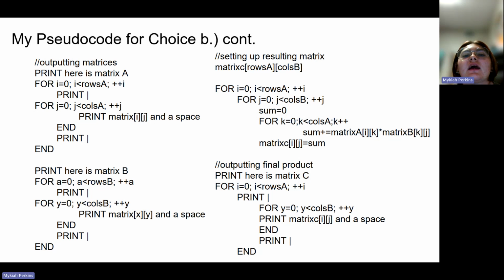And then we nestle a third for loop that includes the new variable K, and K is used to update the sum with the data from matrix A multiplied by matrix B. This is where my matrix calculation multiplication comes in. And then that statement simply ends with matrix C being updated as that sum that we computed. And then to output the final product, we have a simple print statement. And then for I equals 0, same setup as before.